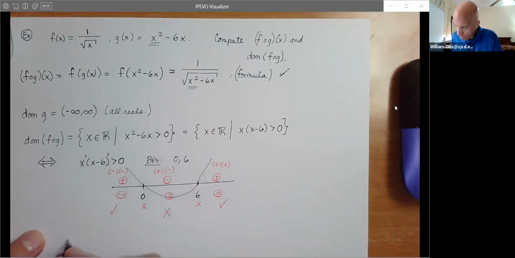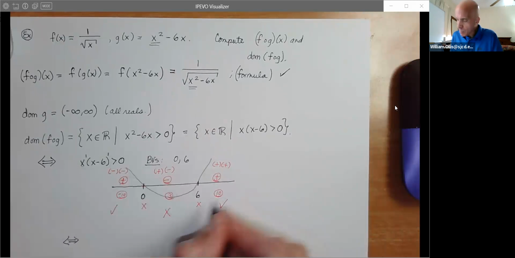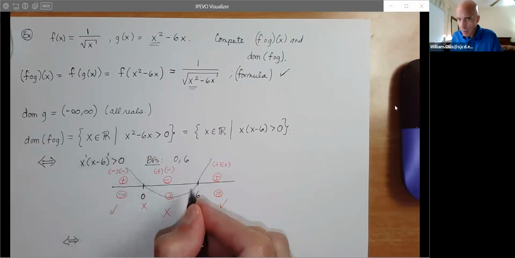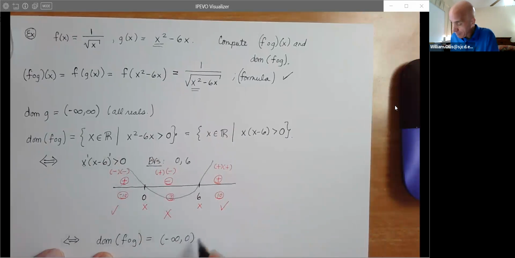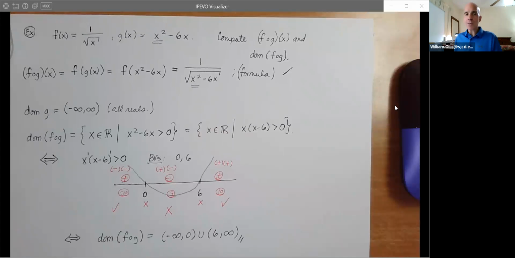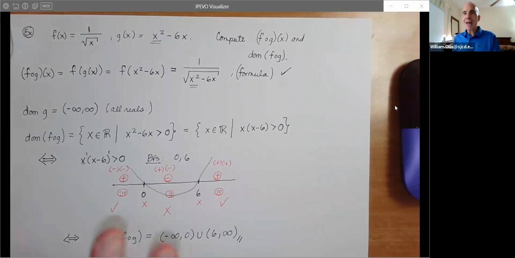So this means, equivalently, since we kind of did our little sidebar here with the algebra and all, we'll say if and only if the domain of f circle g, just follow the checks, will now be negative infinity to 0 union 6 to infinity. So what I want you to see from this problem is there's nothing magical about doing function algebra, figuring out domains. There's nothing magical about doing compositions.